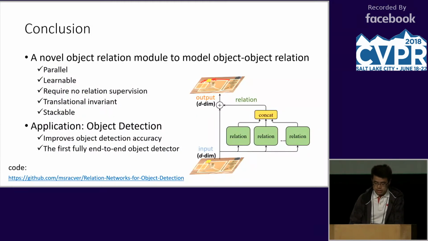In conclusion, in this work, we first propose an object relation module to model relations between objects, which is effective and very easy to use. So we believe it can support various applications of object level and scene level understanding. Then we demonstrate its application in the problem of object detection. It improves detection accuracy. In addition, we developed the first fully end-to-end object detector. It's worth noting that the module is general, so the application should be beyond object detection.